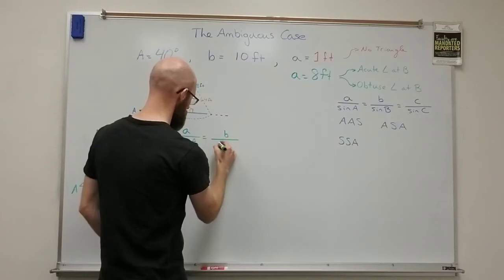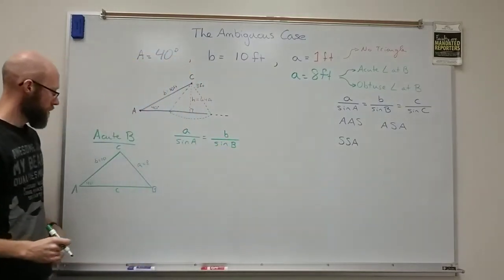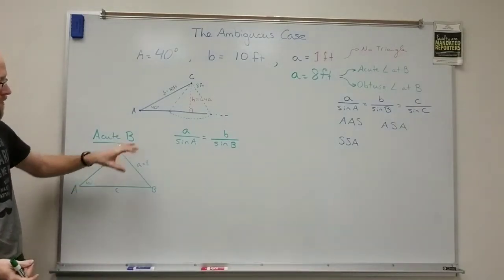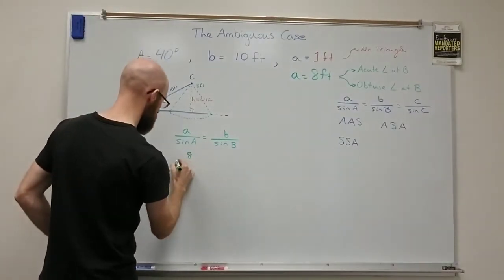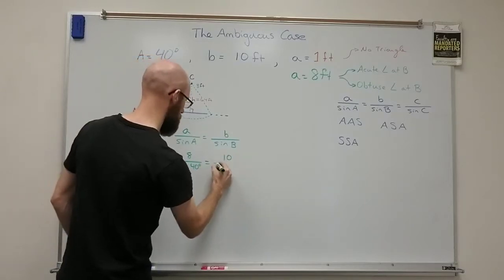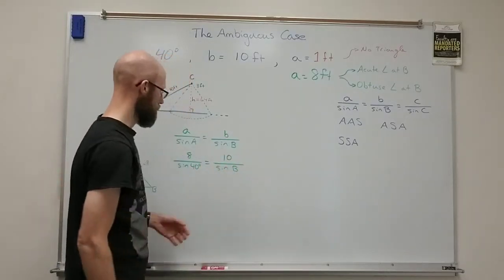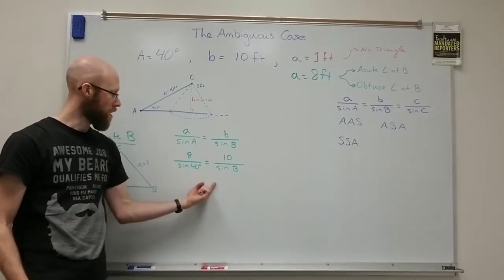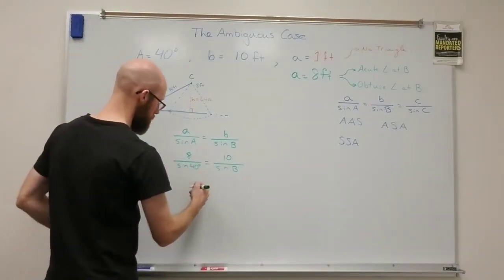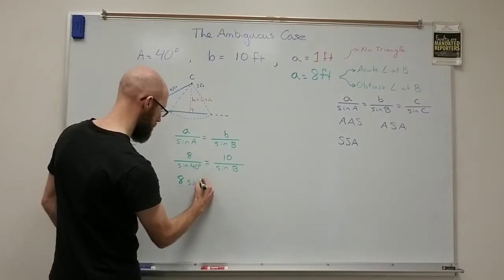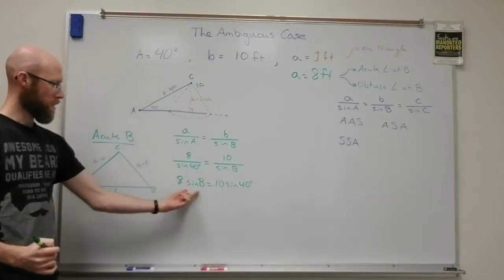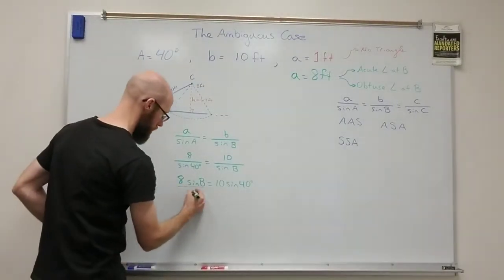So I'm going to use little b over sine of big B. And big B is the thing I don't know. I just know it's acute for this. So I'm going to fill in the rest. I have 8 over the sine of 40 equals 10 over the sine of B. Well, to solve this, I would cross multiply and then divide out and solve. So I cross multiply first. This is going to be 8 sine B equals 10 sine of 40. I'm going to divide out the 8 on both sides.